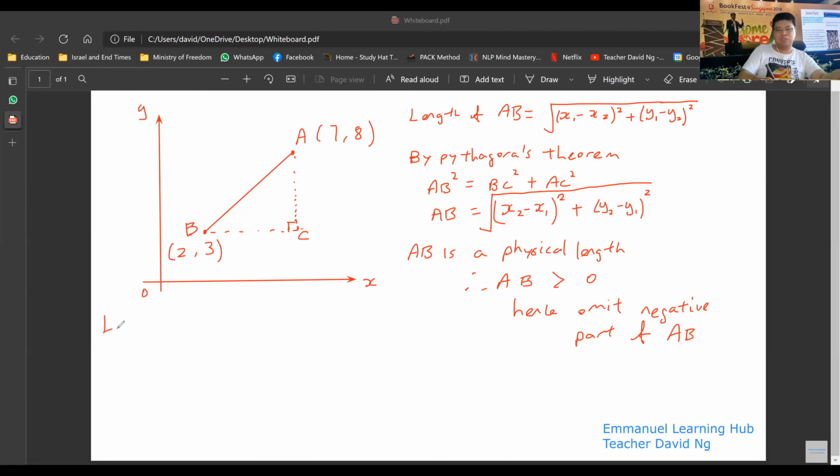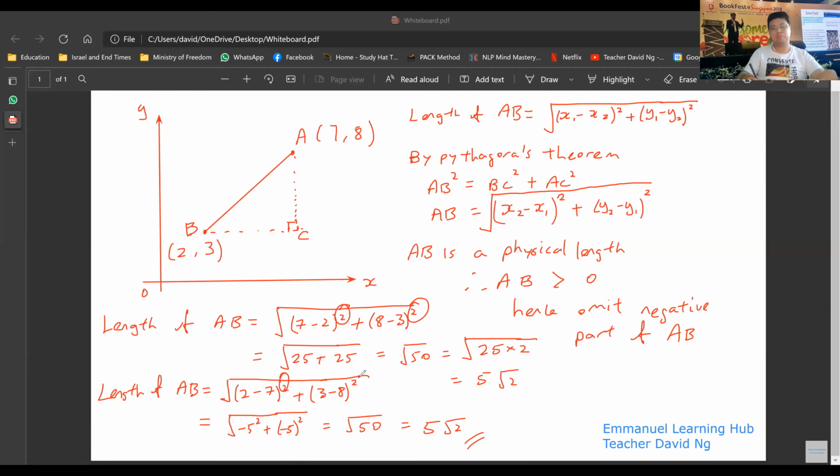Okay. So that's the length of AB. So this one I use A minus B. Now let's use B minus A. So if I were to use B minus A, the difference in x is 2 minus 7, which is minus 5. Minus 5 squared is 25. 25 plus 25 is 50. So you have 5 root 2 also. So you use 2 minus 7 or 7 minus 2, both are okay, because of the power of square.